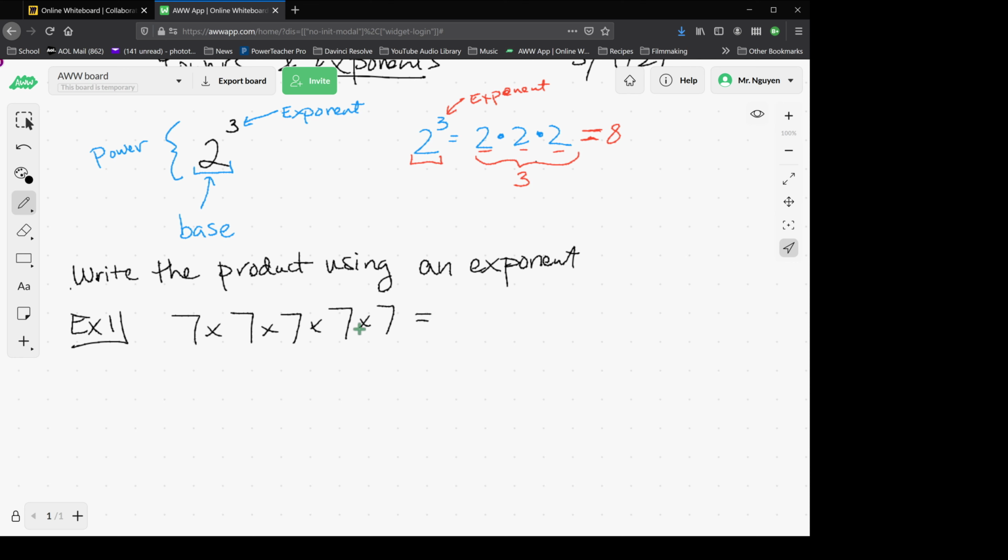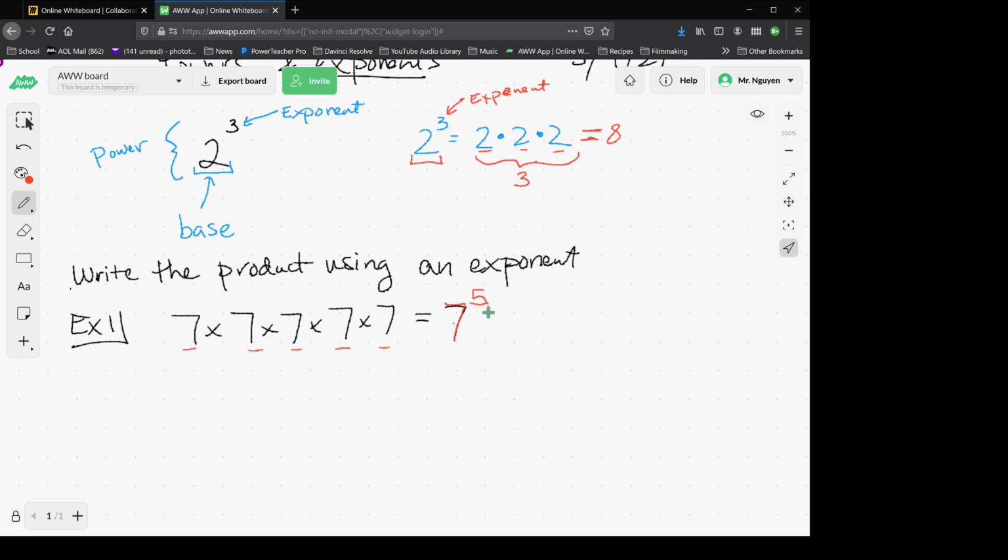So what is being multiplied? The only number that's being multiplied is 7. That becomes your base. How many times is it being multiplied? Let me put it in this red. 1, 2, 3, 4, 5. So that is your exponent. The proper way of saying this is 7 to the fifth power.